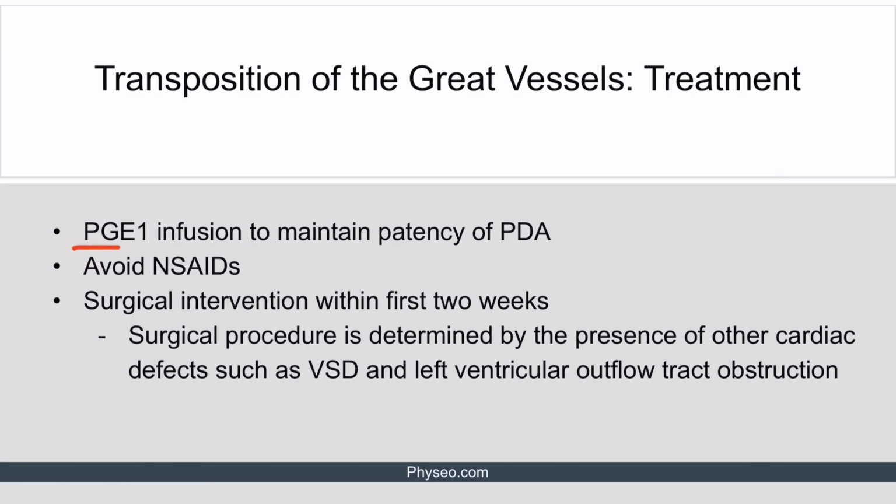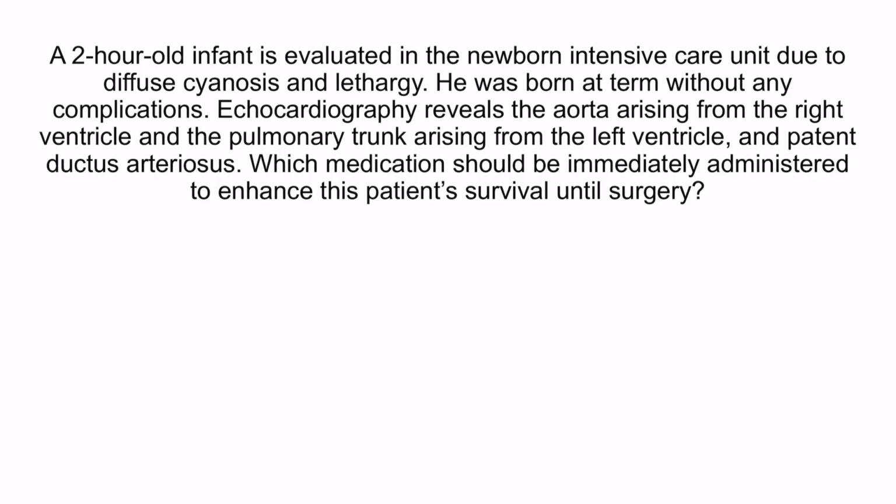Treatment involves prostaglandin E1 infusion to maintain the patency of the patent ductus arteriosus. This will help maintain the oxygen saturation. Similarly, NSAIDs should be avoided. Delayed surgical intervention is associated with poor outcome, hence should be performed within the first 2 weeks of life. Surgical procedure is determined by the presence of other cardiac defects such as ventricular septal defect and left ventricular outflow tract obstruction. Let's do a review question.